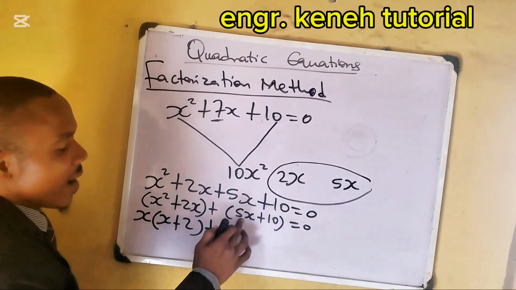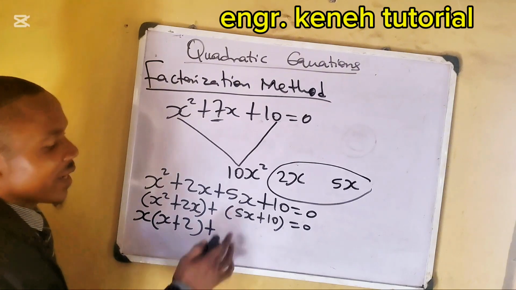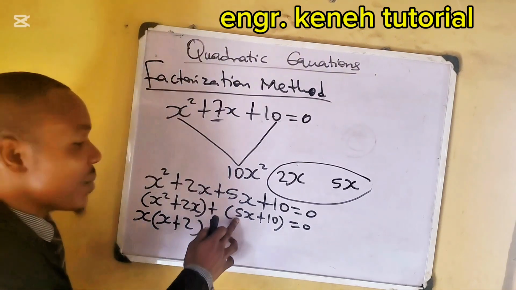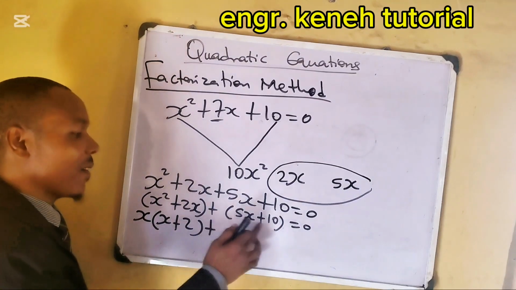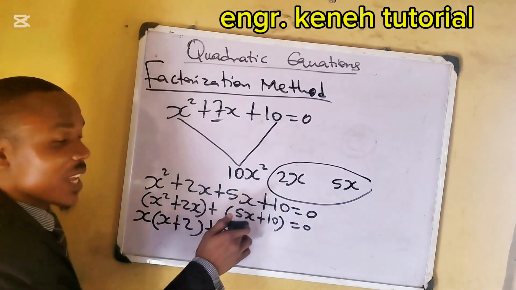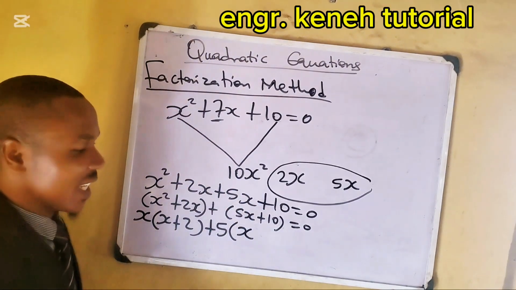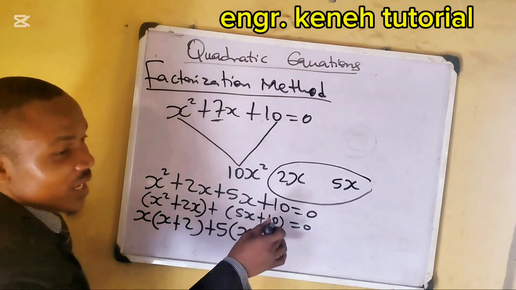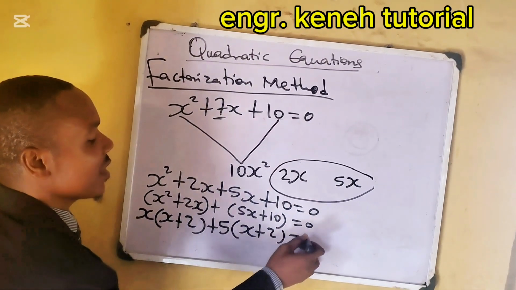Then this 5x and 10, what do they have in common? They have 5 in common. Why? Because this 5x means 5 times x, and this 10 means what? 5 times 2. So there is 5 here, there is 5 here. You bring out that 5. Remember, I said 5 times x. I've taken away 5. It's remaining what? X. All right. Then I said 2 times 5. I have taken away 5, remaining what? 2. Then I have like this.